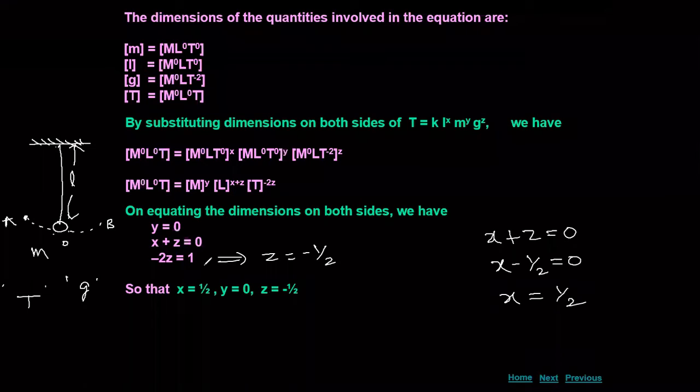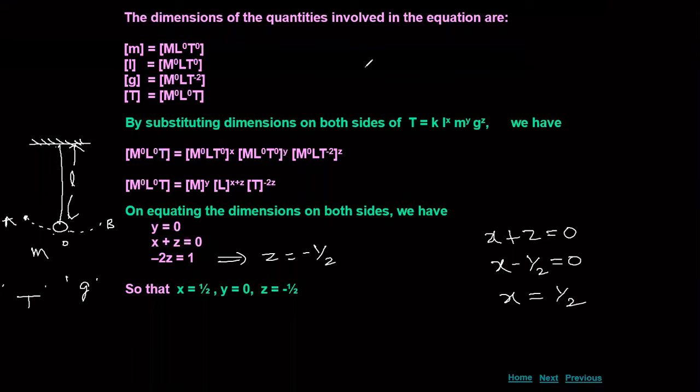So y is equal to 0, x is equal to 1 by 2, z is equal to minus 1 by 2. So what we have to do is substitute these values in this. T is equal to K into L power x. L power 1 by 2, m power y means m power 0, and z, G power minus 1 by 2 will come.